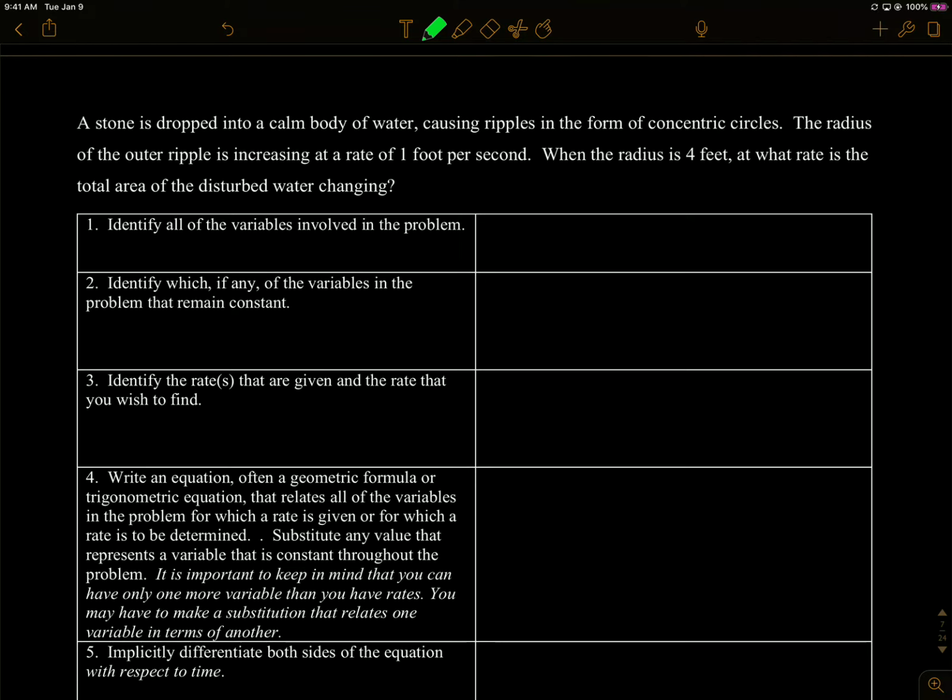Let's look at another related rates example. So this one is about throwing or dropping a stone into a calm body of water. It creates these ripples in the form of concentric circles, and they kind of move out from the point of impact of the stone into the water. We're going to look at the outermost circle, that first one that comes out.